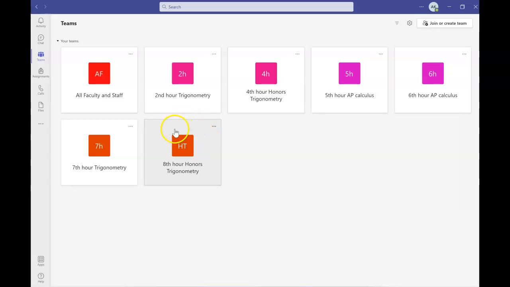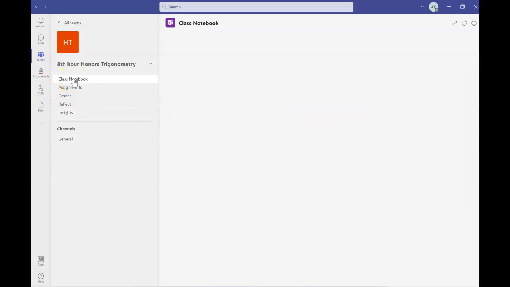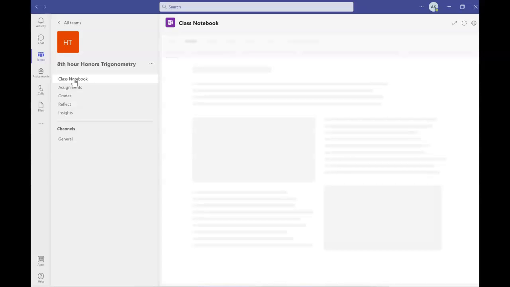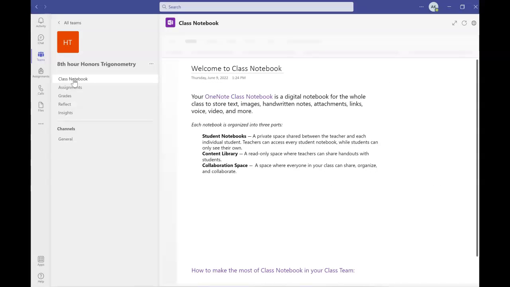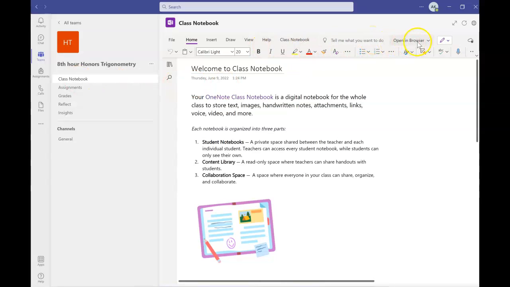From this screen, we're going to click on the box that says 8th hour honors trigonometry. In the middle navigation pane, we're going to pick class notebook. That's going to load into the right navigation pane an image of Microsoft OneNote. Once that finishes populating, from the navigation bar at the top of OneNote, it says Open in Browser. You're going to click that drop down and select Open in Desktop App.